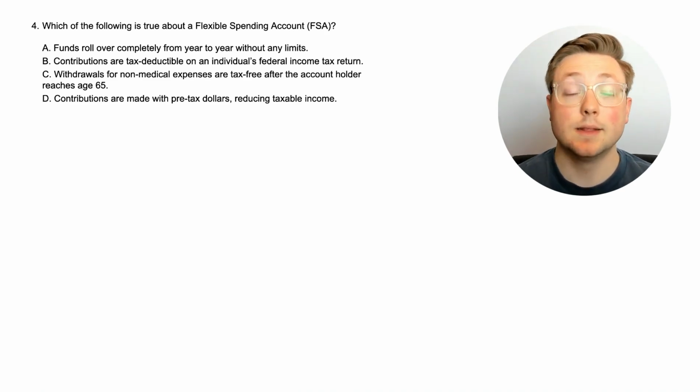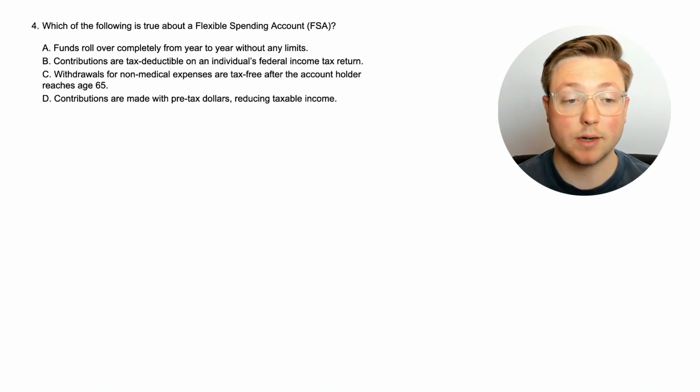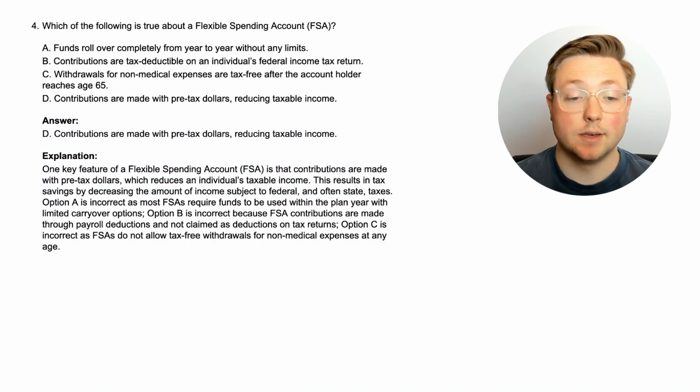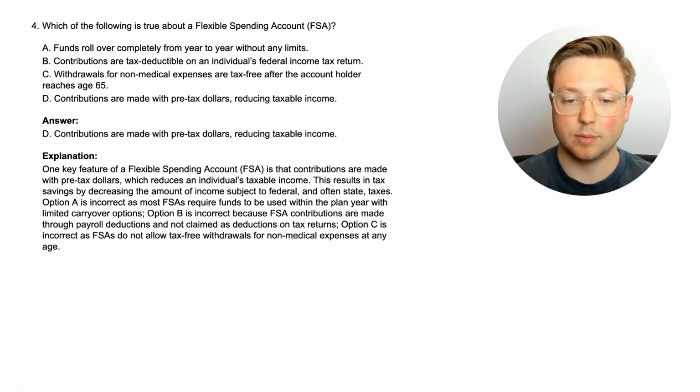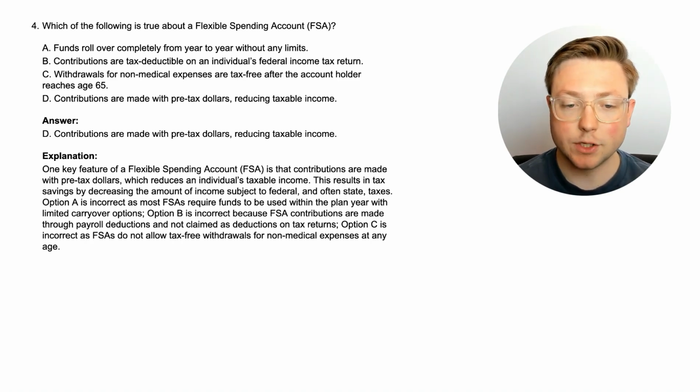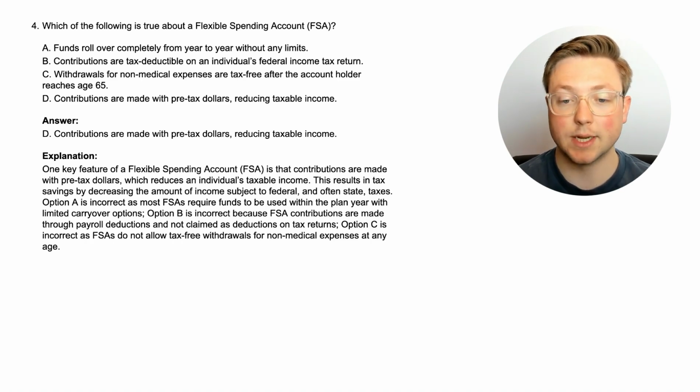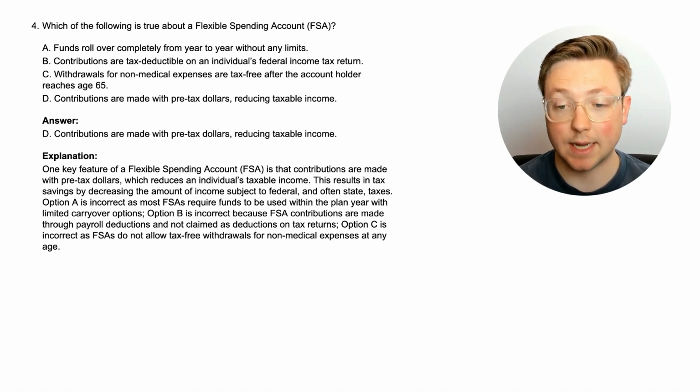It's probably D. Let's go ahead and look at the answer to see if we're right and learn a little bit more. Okay, and yeah, we were right. Contributions are made with pre-tax dollars, reducing taxable income. So let's learn a little bit more about the other options. One key feature of a flexible spending account is that contributions are made with pre-tax dollars, which reduces an individual's taxable income. We know that. This results in tax savings by decreasing the amount of income subject to federal and often state taxes.